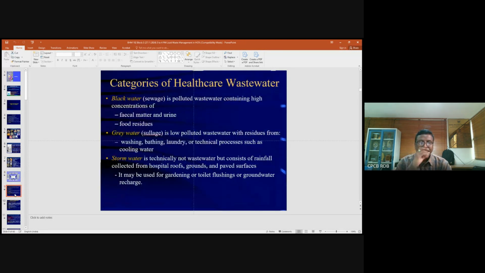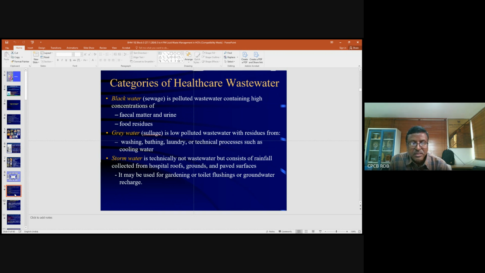What type of waste categories are there in the wastewater? We call there are three types of wastewater. One is black water, the second one is gray water, and the third one is storm water. Black water is nothing but sewage, which is polluted in nature and contains a high concentration of fecal matter, urine and food residues. Therefore, you will have fecal contamination, meaning generally you can expect fecal coliform, and food residues are there, meaning naturally you can expect high BOD.